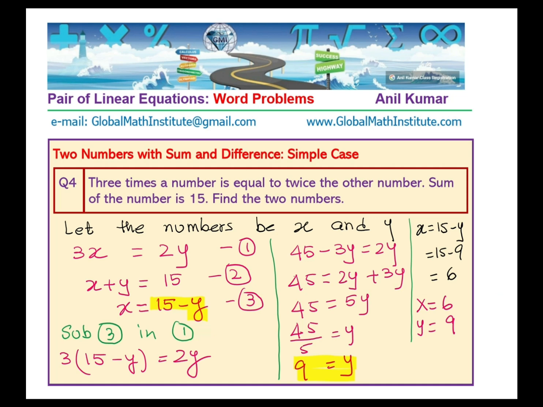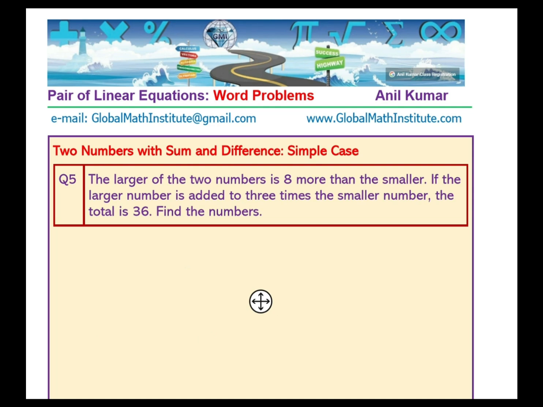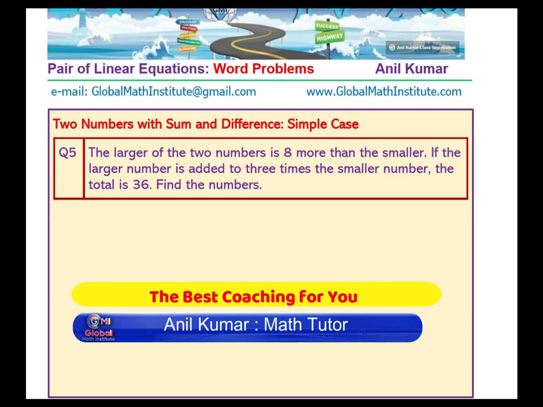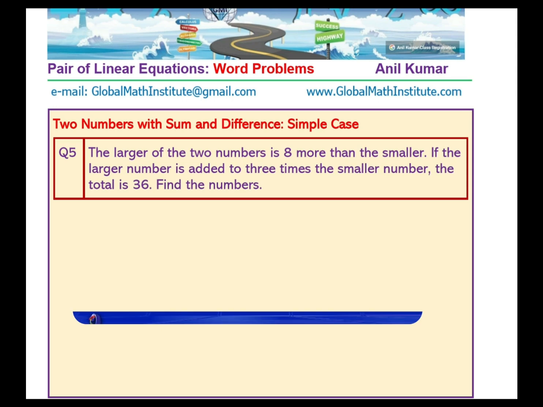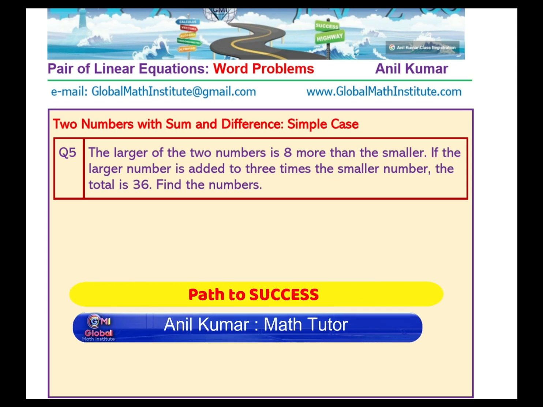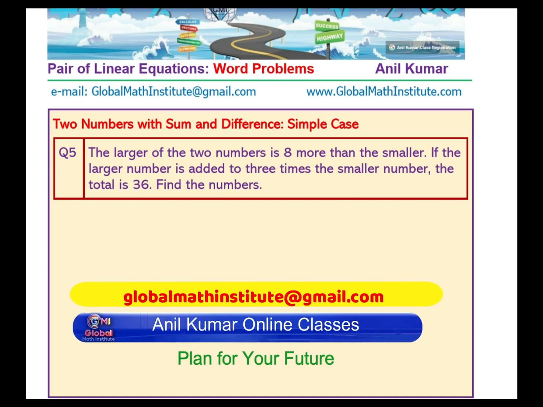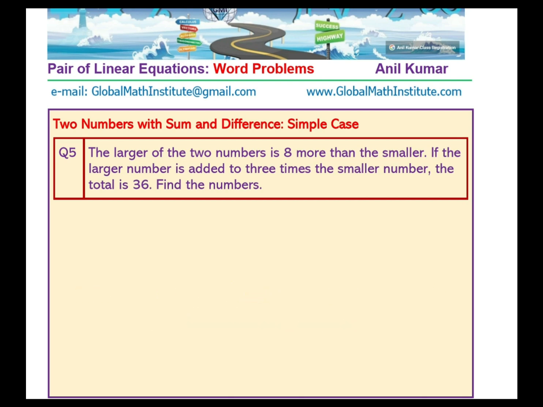Now I hope you are ready for slightly more complicated cases. So here is another question, which is: the larger of two numbers is 8 more than the smaller. If the larger number is added to 3 times the smaller number, the total is 36. Find the numbers.